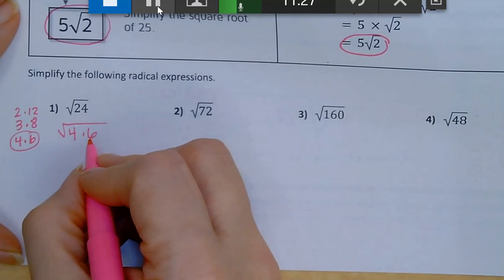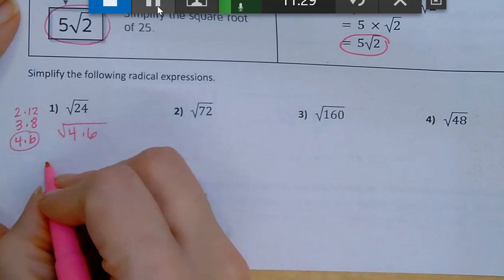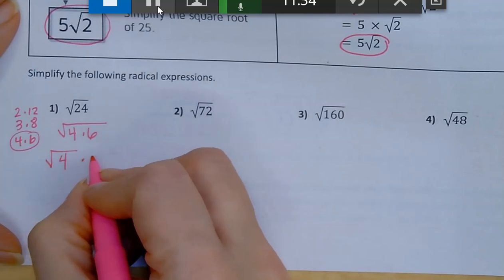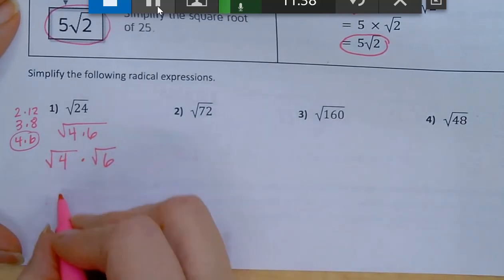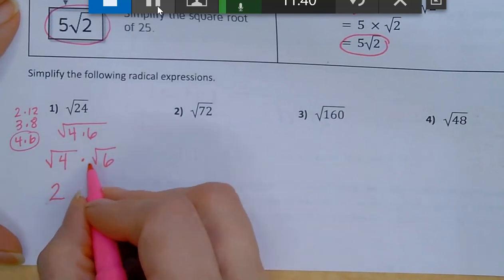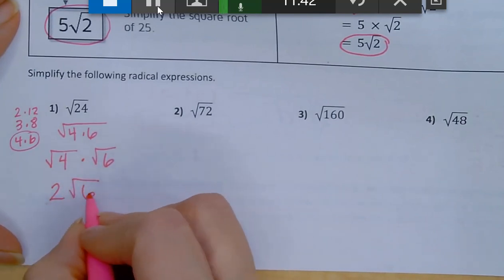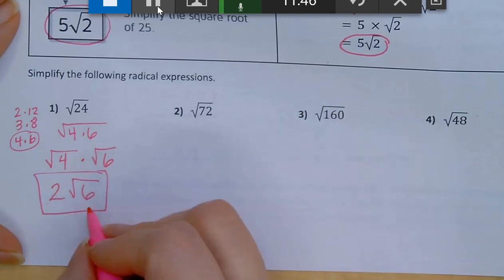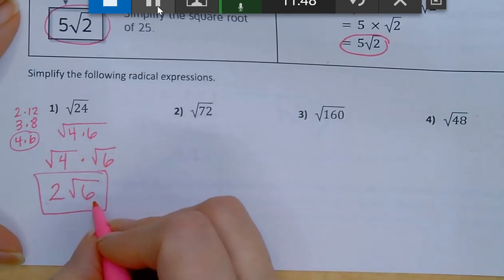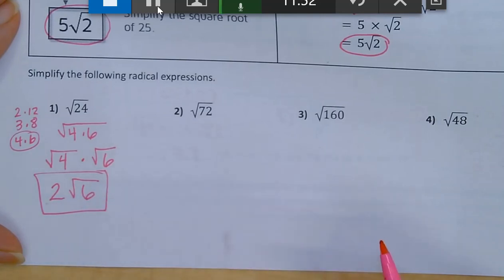Okay, the reason I did that is now I can break this apart with my product rule, and I get the square root of 4 times the square root of 6. I did that because I know the square root of 4 equals 2. 2 times the square root of 6 is my answer. Okay, and I know I got all the way down because 6 can only be 3 times 2 or 1 times 6, and that's all. Those are all prime factors.